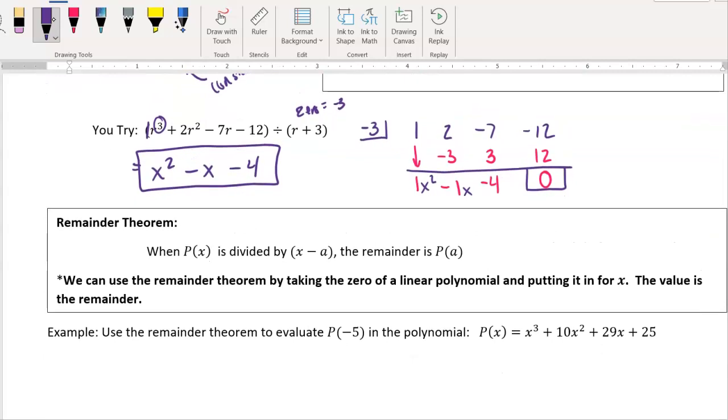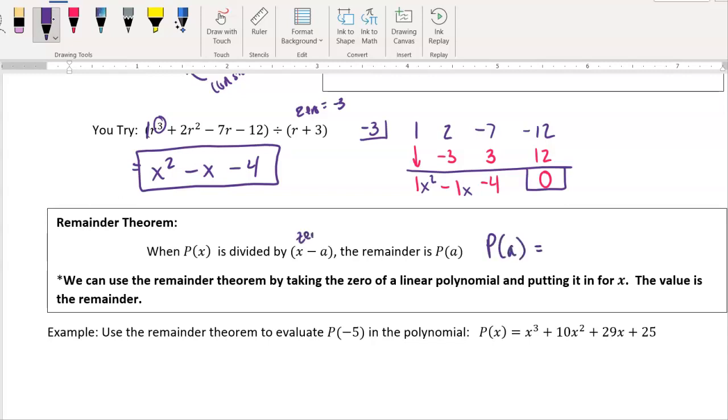All right, next let's talk about the remainder theorem. So sometimes they're going to ask us for a remainder. All this is saying is that if p of x, the polynomial, is divided by x minus a, the remainder is going to be whatever p of a is. What the heck does that mean? This is just an easier way to write it.